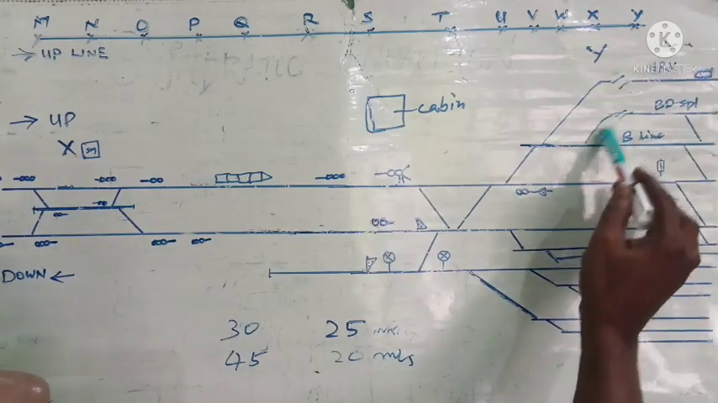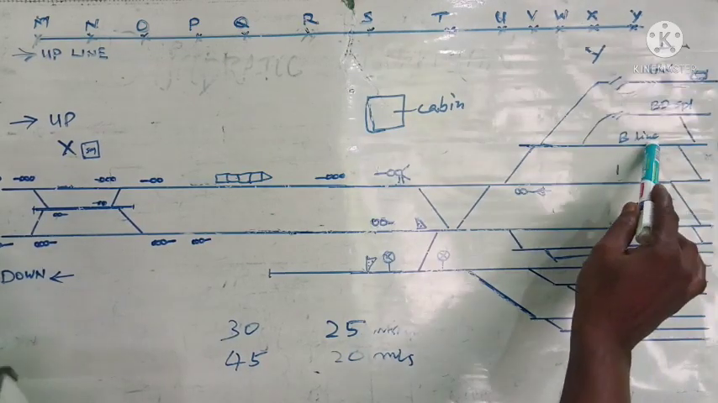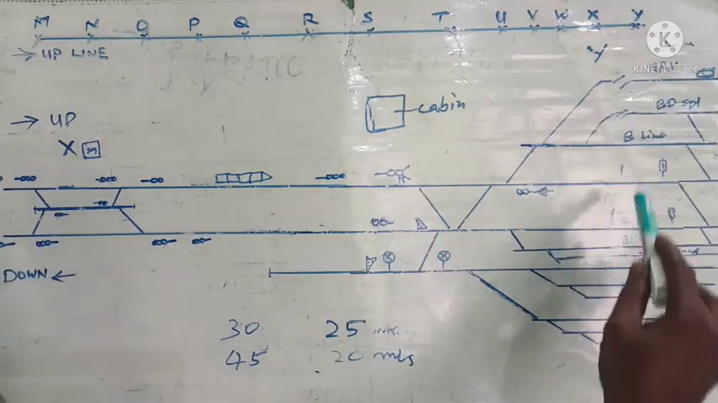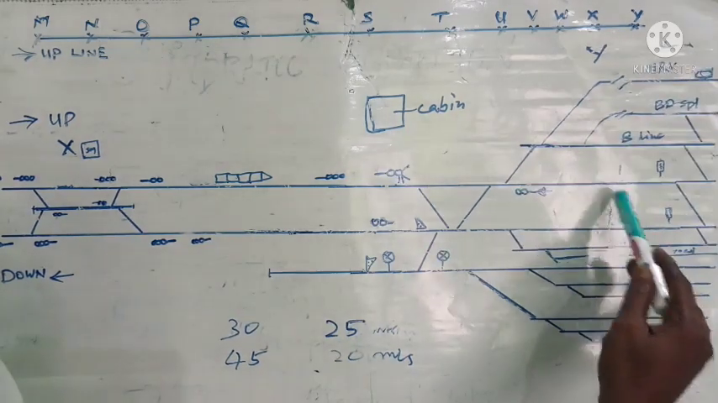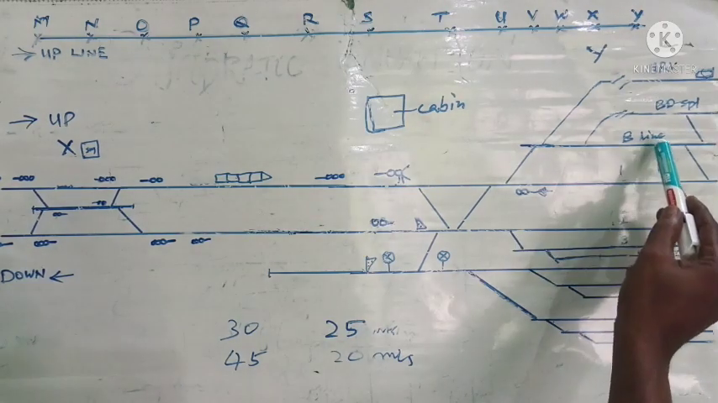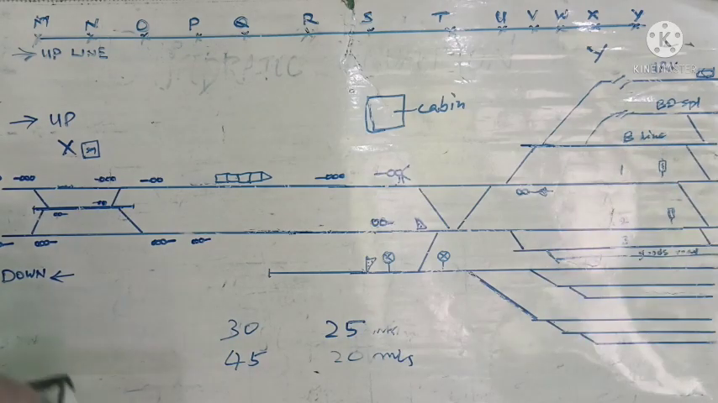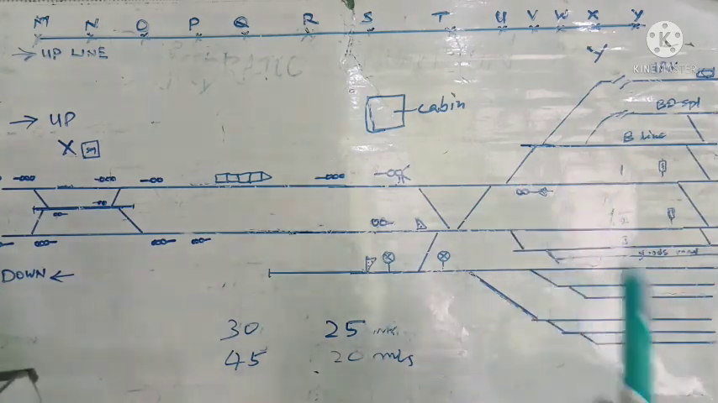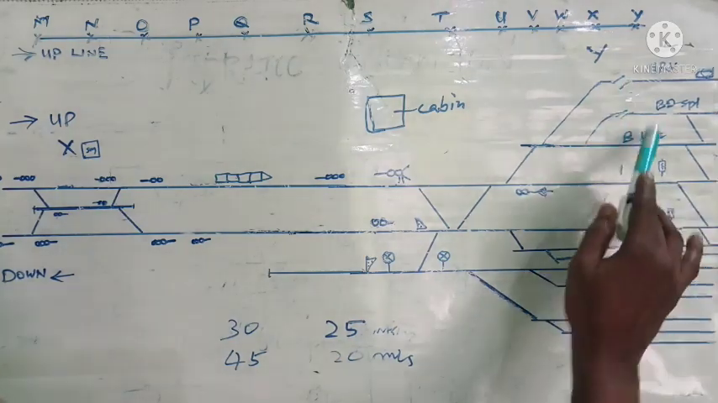Here the BD special line is originating from this line. Here this line is called bay line. Bay line is a normal running line with a reduced capacity. Suppose these roads, that is road 1, road 2, road 3 are having a capacity of holding 26 or 28 coaches. This bay line will be having only a capacity to hold 12 or 15 coaches. So a bay line is a normal running line with a reduced capacity. So this is bay line.